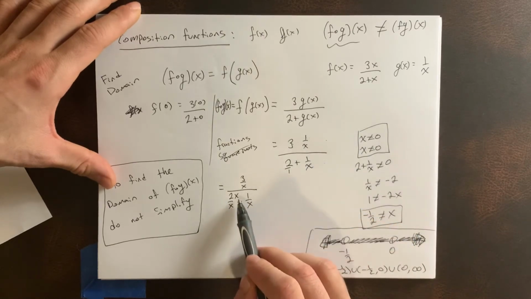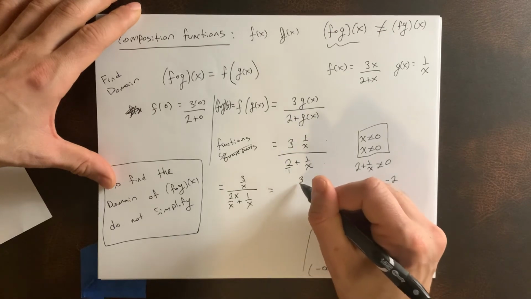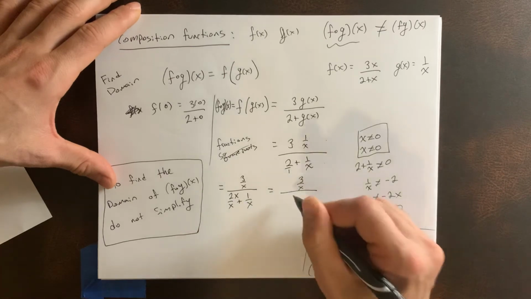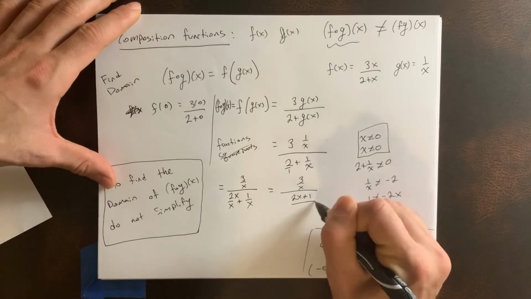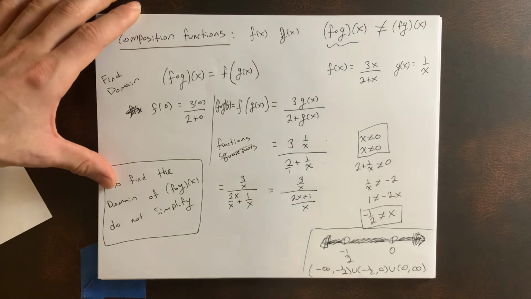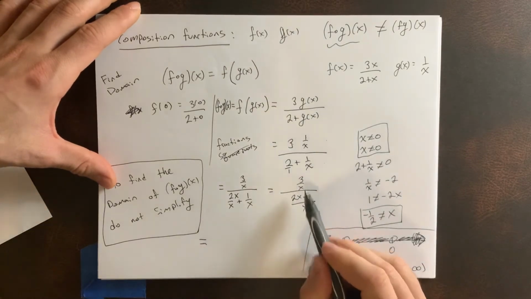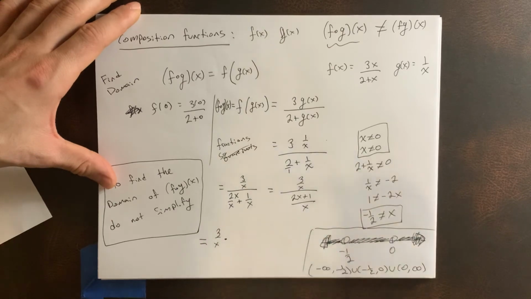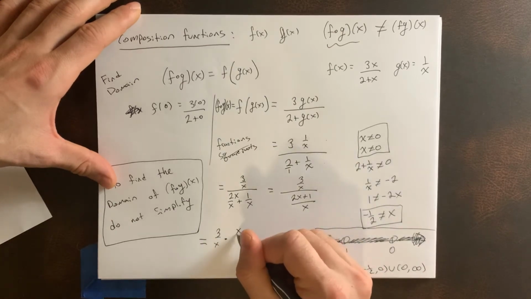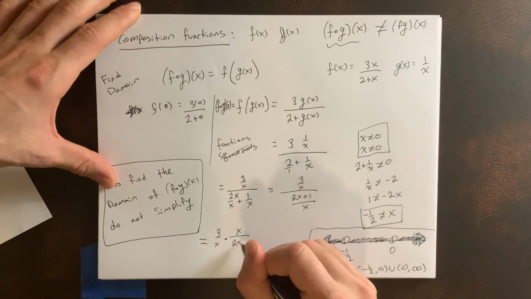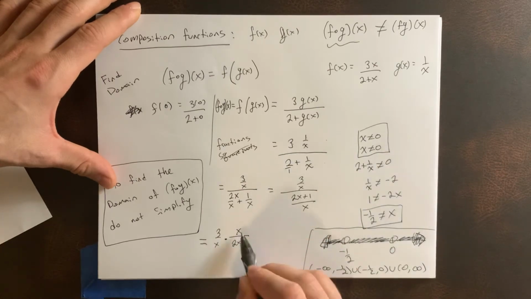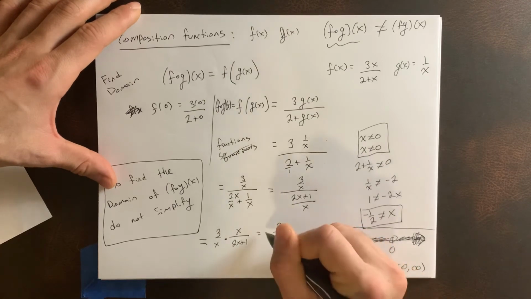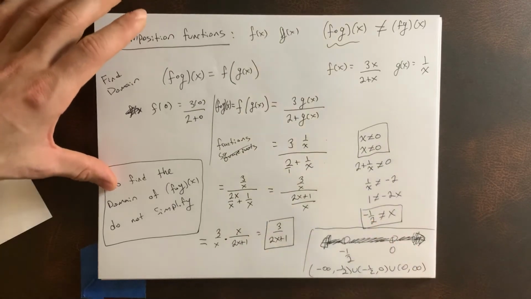So now we have the same denominator, so we can combine them. So we're going to have 3 over x divided by, and now this is going to be 2x plus 1 over x. Okay? So now we have a fraction divided by a fraction. So we take our top fraction, 3 over x, and multiply it by the bottom fraction turned upside down. So now these x's cancel, and we're left with 3 over 2x plus 1. So this is the most simplified version.